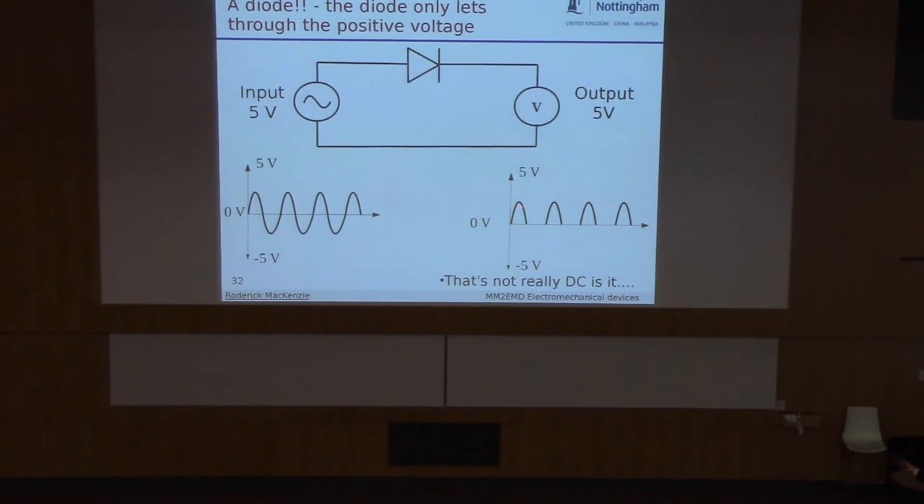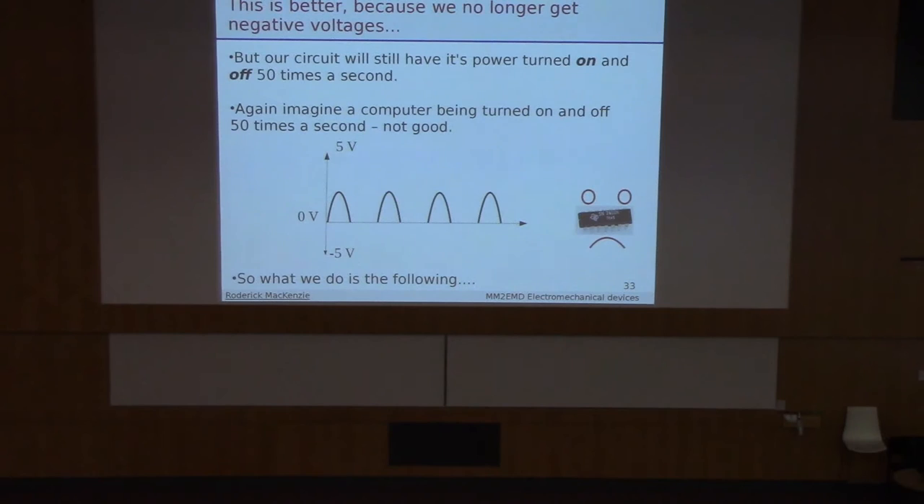It also makes your chips pretty unhappy because, okay, we've got positive voltage here, we've got rid of our negative voltage, but our device is still off for so long, on, off. So you can see we're still turning on and off, but we're just not subjecting the device now to negative voltages. So we've still got an unhappy chip.